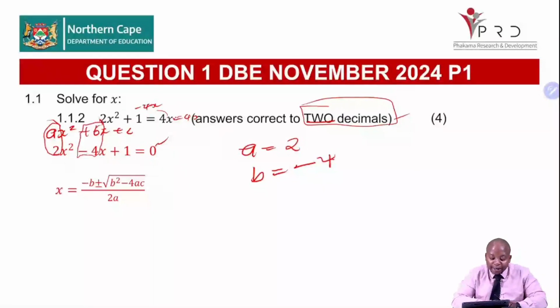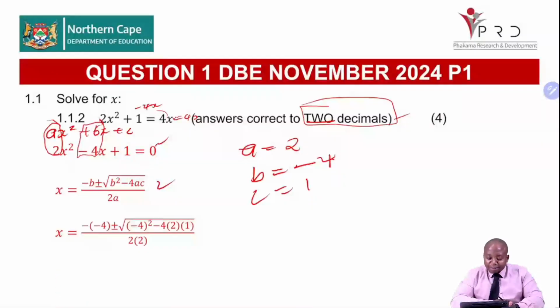So it goes with the sign. Then C, it is going to be +1. So the C is going to be 1 in this case. So I code down my quadratic equation from the formula sheet. Then I will substitute my A, B, and C. Then I get my solutions as.